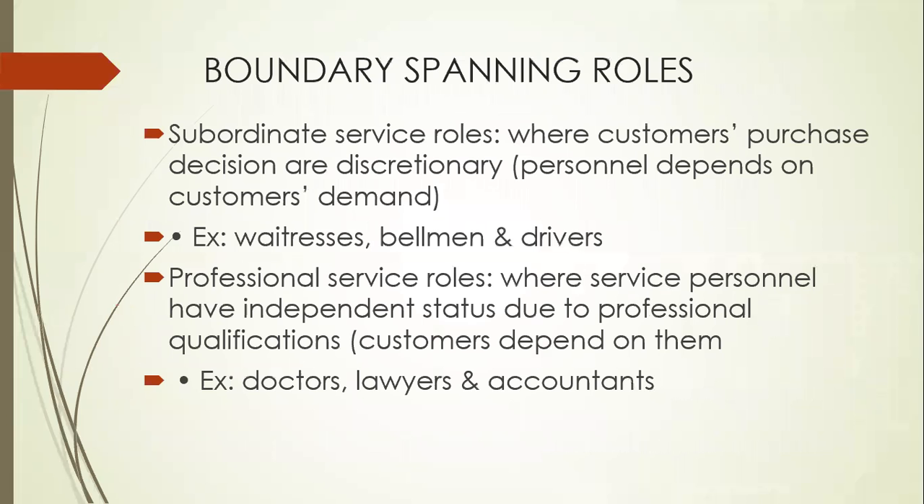Next, boundary spanning roles, continued. Subordinate service roles, where customer purchase decisions are discretionary. Example, waitress, bellman, and driver. That is called subordinate oriented. Professional, just now I told you with an example, hotel and hospital, are the types of role. So the waitress is subordinate, and in professional, doctors.